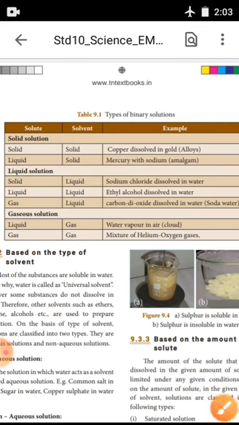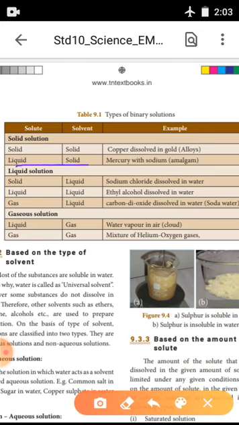Then second example, liquid and solid. So liquid is a solute, solid is a solvent. Example, mercury with sodium amalgam. Mercury with sodium. If mercury is added to any one solid, but the nature of the solid is metal, okay, if the mercury is added to one metal, that is amalgam. So amalgam is also a solid solution type, that is liquid in solid.